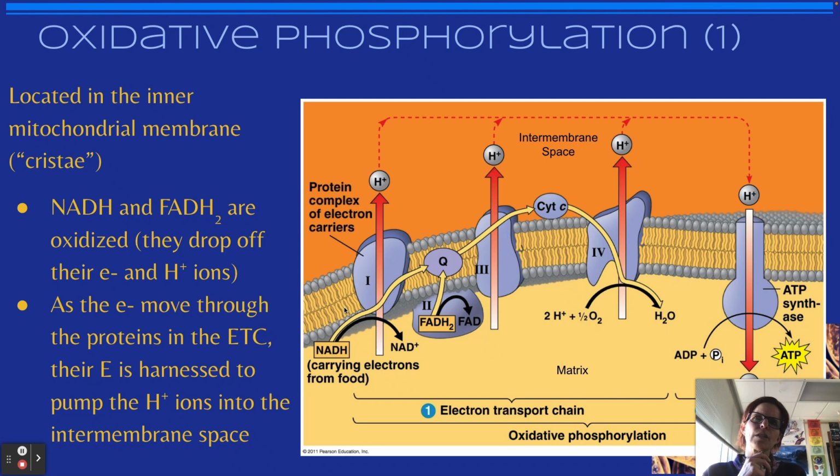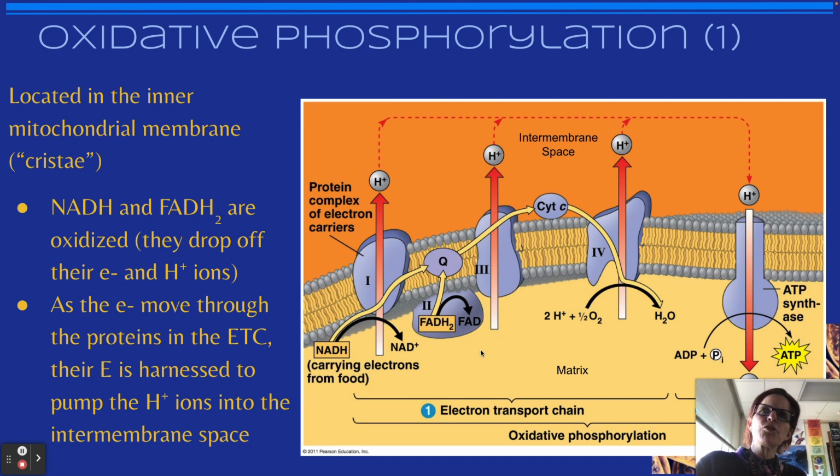So NADH, its electrons push through 1, 2, 3 hydrogens into the intermembrane space of the mitochondria. So that's where the pH is low. Whereas FADH2, its electrons only push through 1, 2 hydrogens. So FADH2 doesn't make as many ATP molecules as NADH does. So NADH is a preferred molecule. Eventually they squirt through over on this side through ATP synthase. That's called chemiosmosis. The whole process is called oxidative phosphorylation.